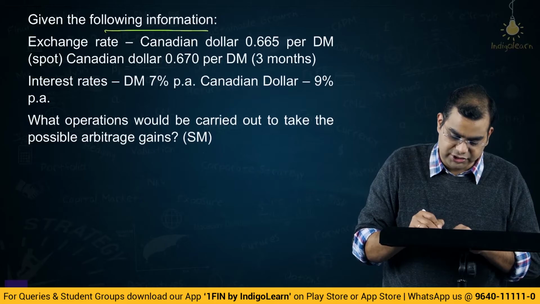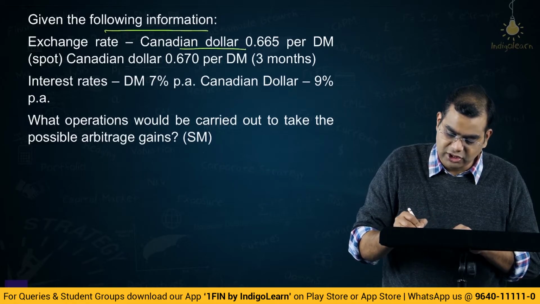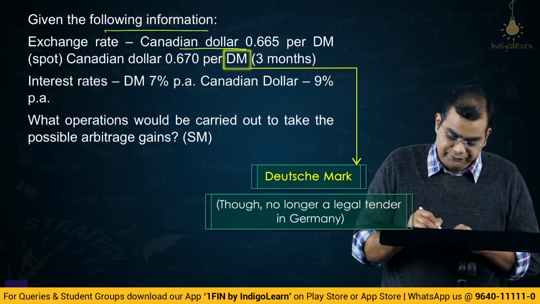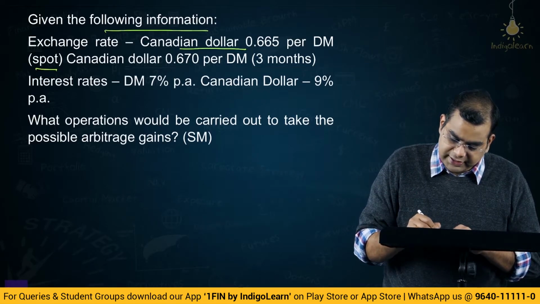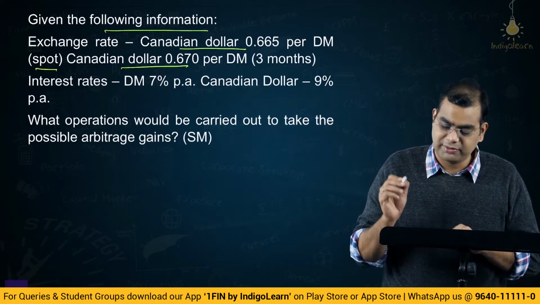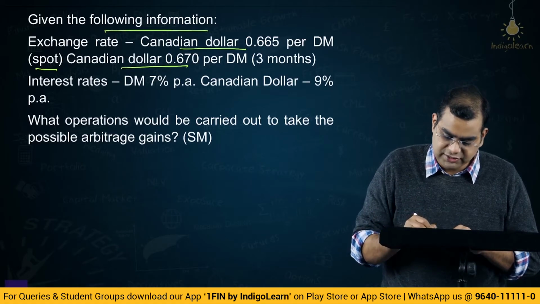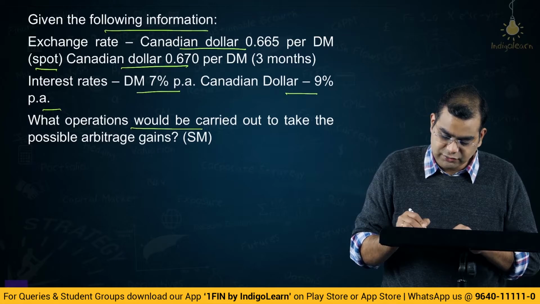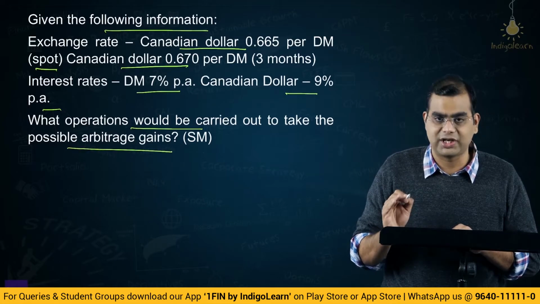So friends, now let us look at the next question. Given the following information: the exchange rate of Canadian dollar per DM, Deutschmark, the currency of Germany, spot is Canadian dollar 0.665 per Deutschmark, and 3 months, that is basically forward, is 0.670. Interest rates: Deutschmark is 7%, Canadian dollar is 9% per annum. What operations would be carried out to take the possible arbitrage gains?